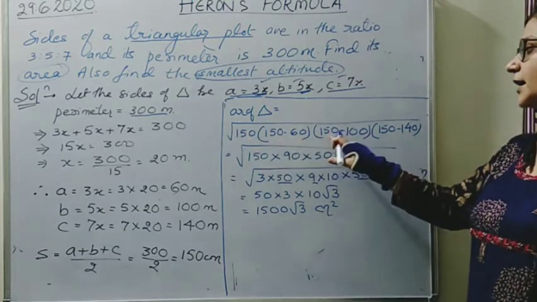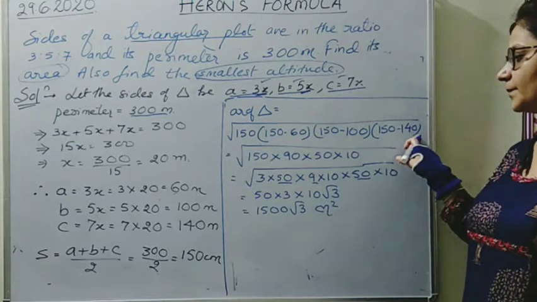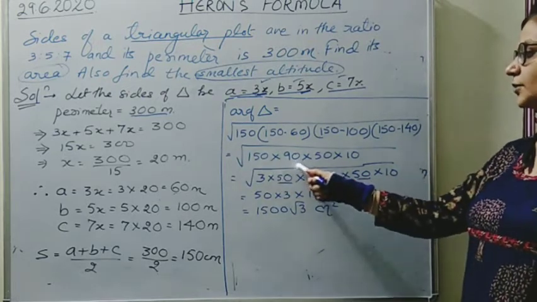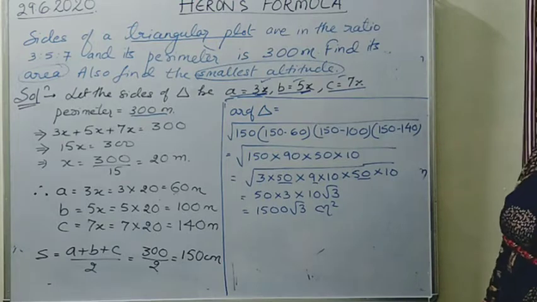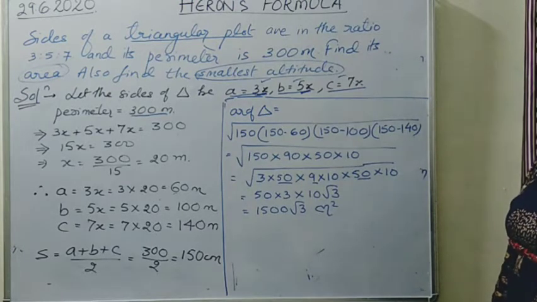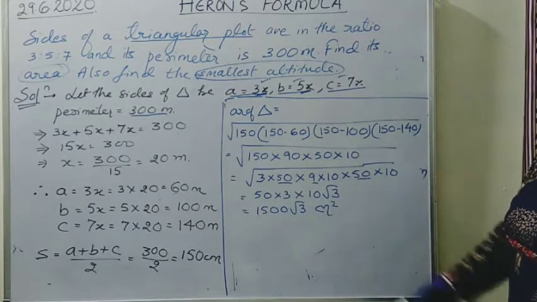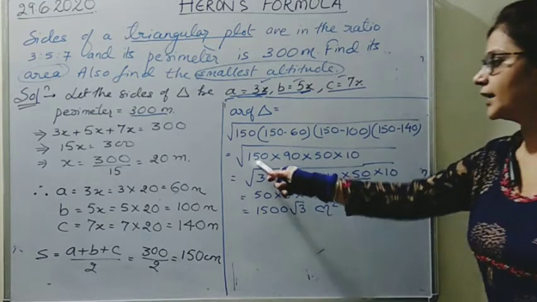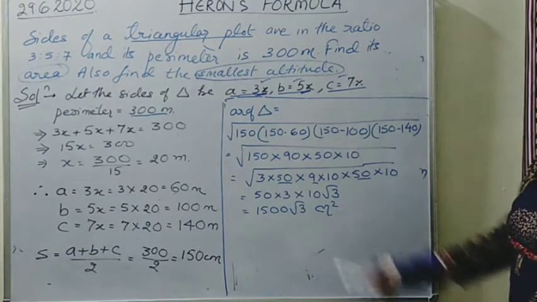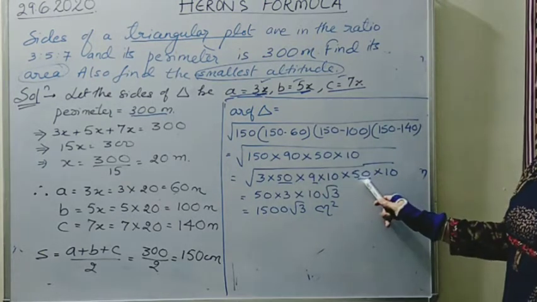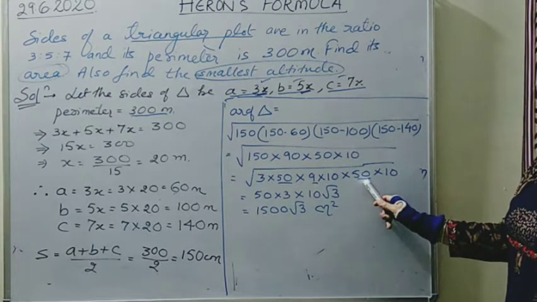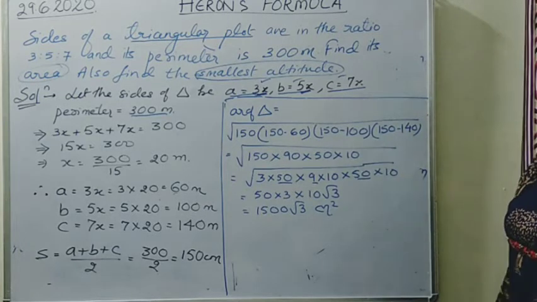Root of S into S minus A, S minus B, S minus C. So it will be 150 into 90 into 50 into 10. So under root, we are writing the factors of the numbers. So what are the factors of 150? We can write 150 as 3 into 50, 90 as 9 into 10, 50 we are writing simply as 50, and 10 we are keeping as 10.